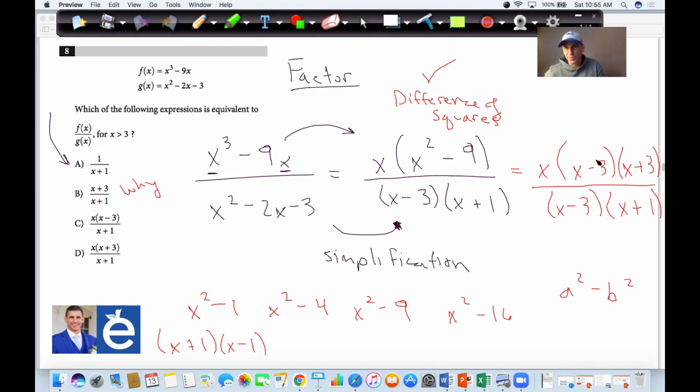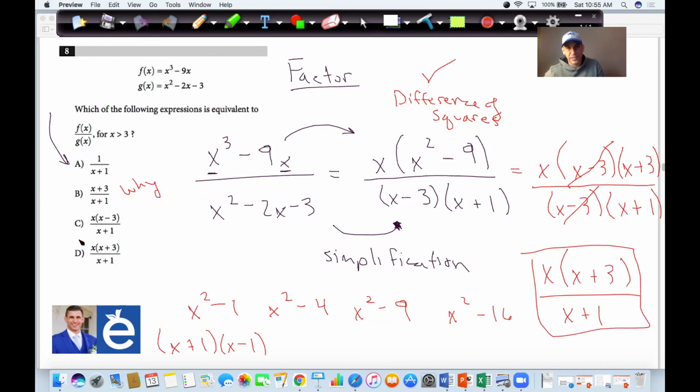Now notice what happens. My x minus 3 is in the numerator. My x minus 3 is in the denominator. Well, boom, I'm done, right? When I simplify it to its best form, I can't simplify this any further, and I get x times x plus 3 over x plus 1. And what would you know? We still end up with D as our answer.